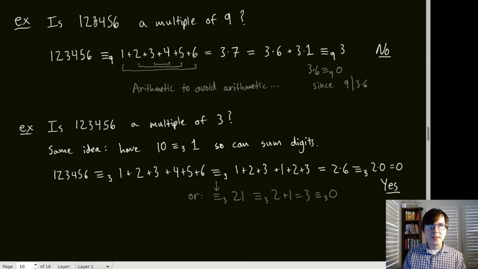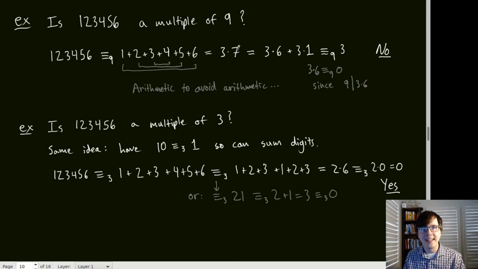So an example of an application is: is 1, 2, 3, 4, 5, 6 a multiple of 9? According to that theorem, to find whether it's a multiple of 9, we just want to know, is it 0 mod 9? And so mod 9, according to the theorem, this number is the sum of its digits, mod 9. And I was feeling a little lazy, and I didn't want to actually add all the digits together. So I used the Gauss trick, which is that 1 plus 6 is 7, 2 plus 5 is 7, and 3 plus 4 is 7. So there are 3 7s here, so it's 3 times 7.